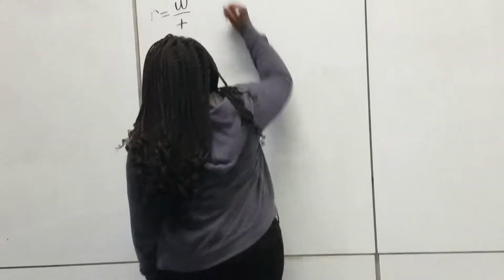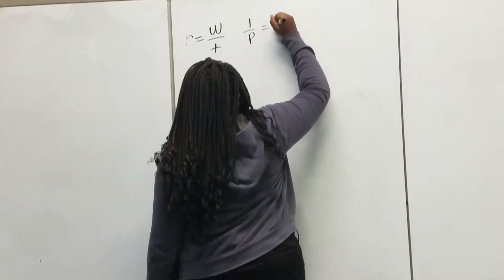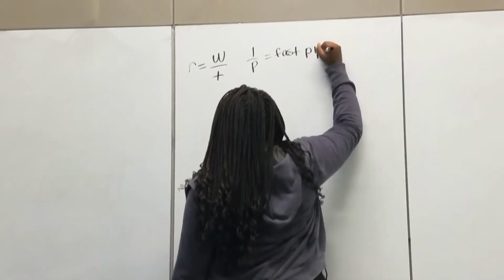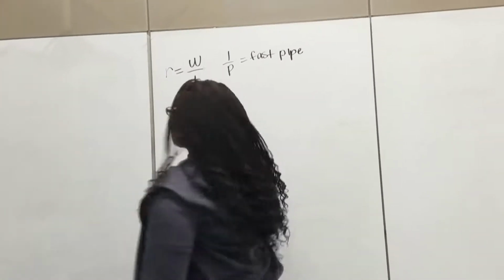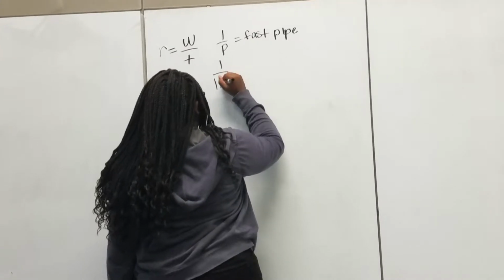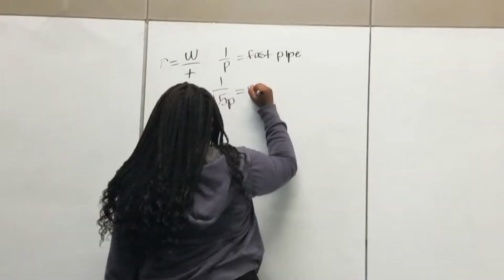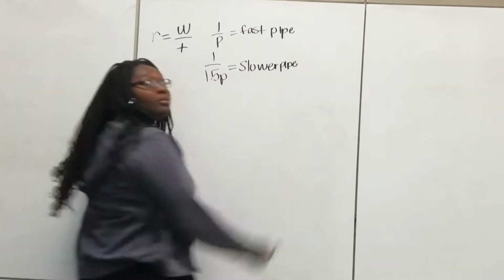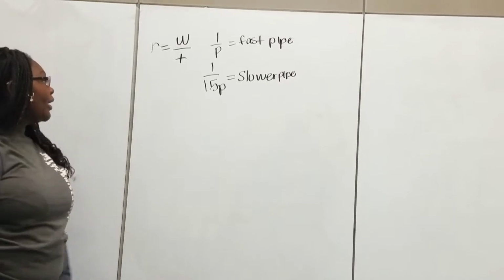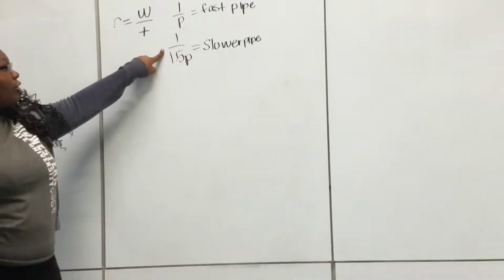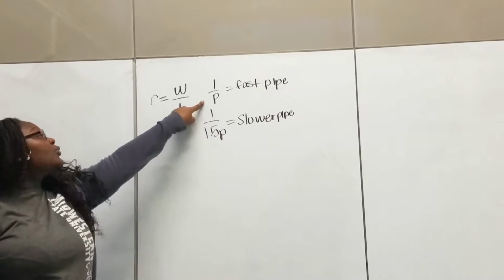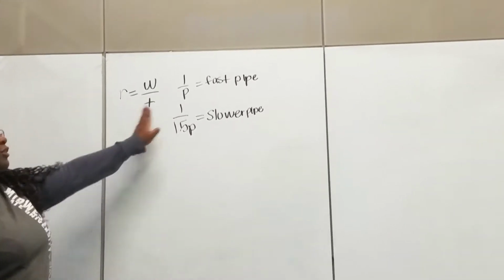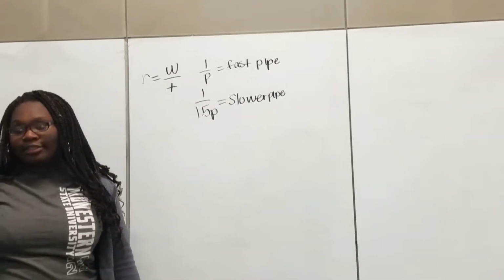So we're going to use 1 over P to represent the fast pipe, and we're going to use 1 over 1.5P to represent the slower pipe. Why? Because this one goes 1.5 times faster than this one. And both of these can be filled in 6 hours, okay?